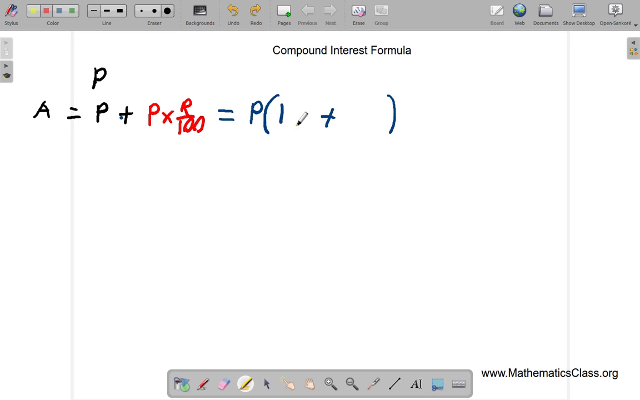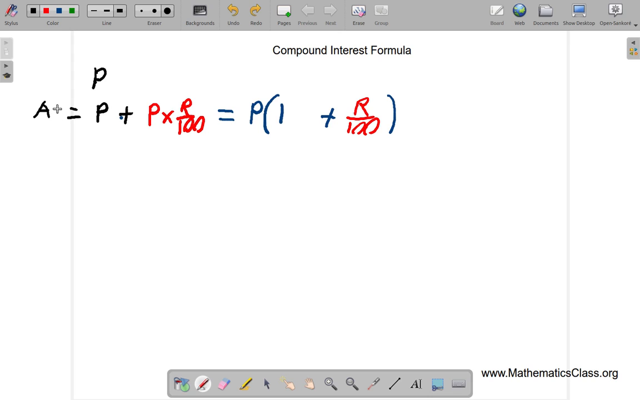Then we say P multiplied by whatever we're going to put here will be P times R over 100. So what do we put here? It's of course going to be R over 100. Alright? Let's put that in red. The rate over 100. Nice. So that's the amount of money we have upon our first payment.